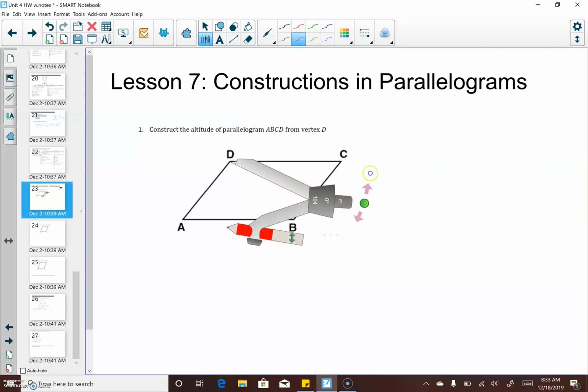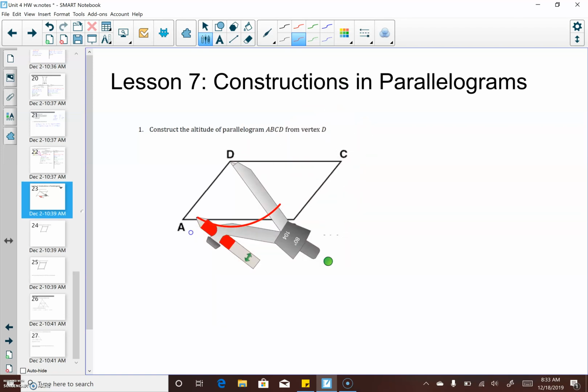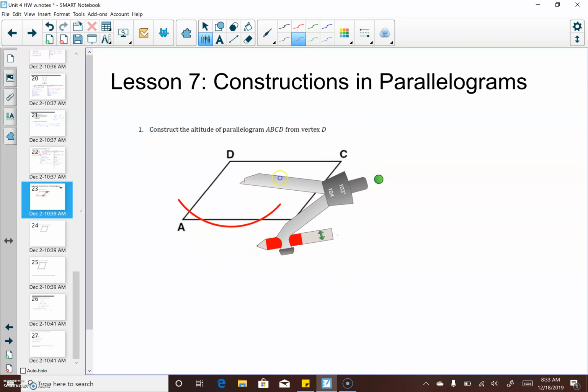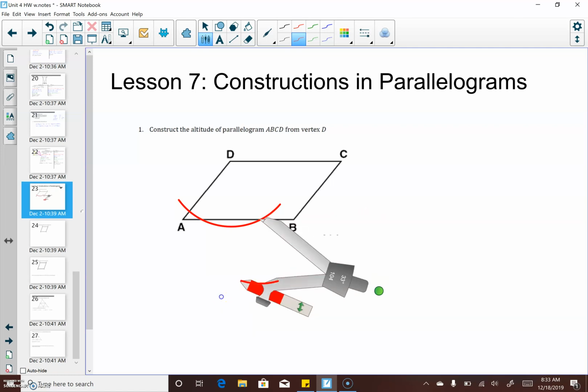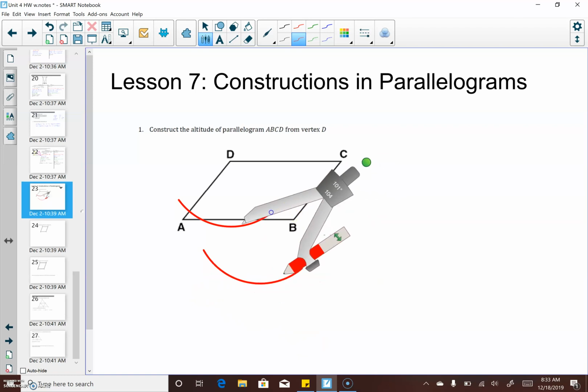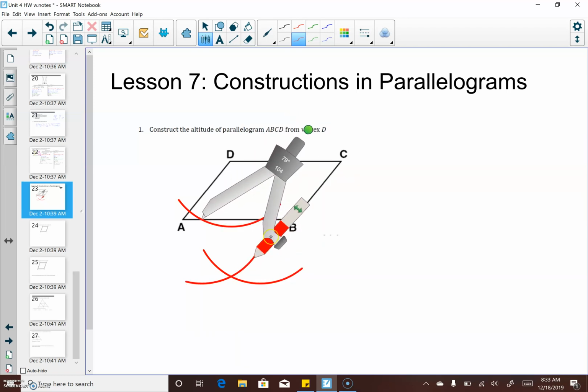You might have to mess around with your compass, but the way I look at it here is I can see I can get two very distinct intersection points. So I make my smiley face. So remember, this is perpendicular from a point off the line construction. So it does not matter how big that first circle is. It just matters that you are able to get it to intersect that bottom side twice.